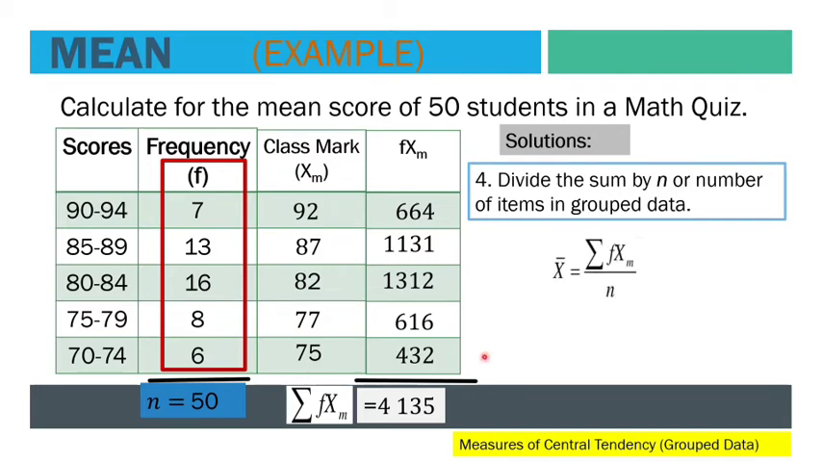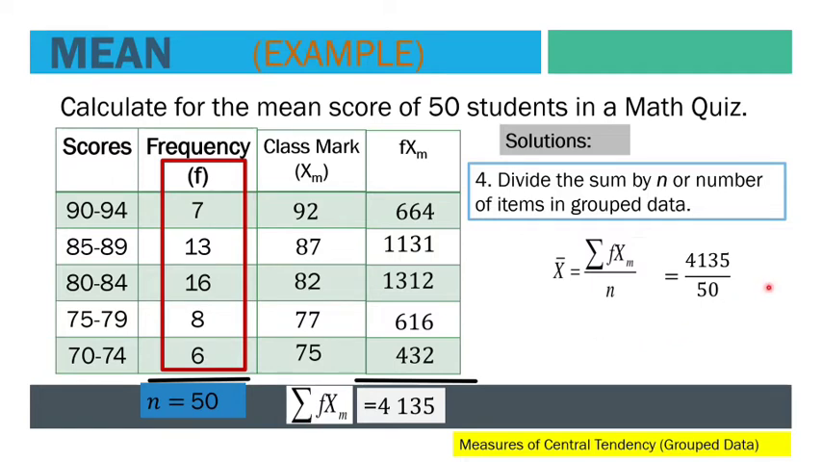And now, let's use the formula. Just substitute to this formula. The summation of fx sub m, as you can notice, its value is 4,135, and n pertains to the 50. So, let's just substitute them. We will have 4,135 divided by 50. Again, we obtain the 4,135 from the total of the fourth column. And 50 again pertains to the total frequencies.